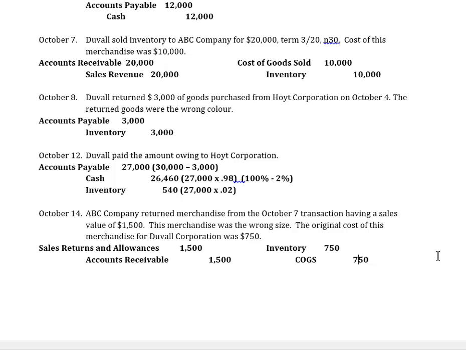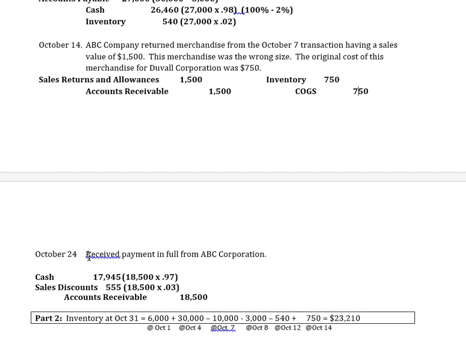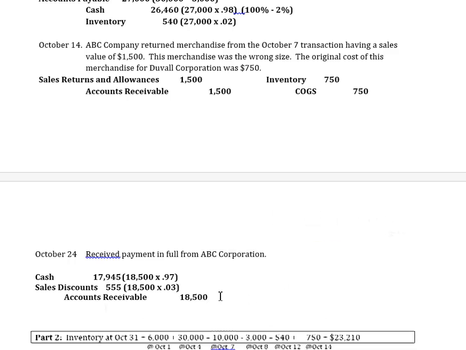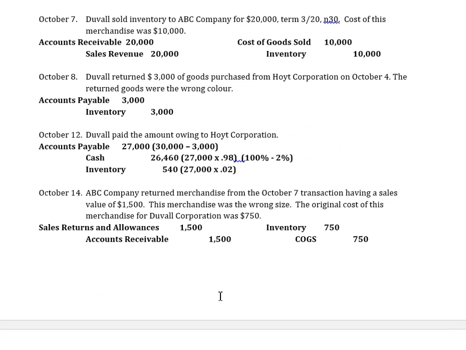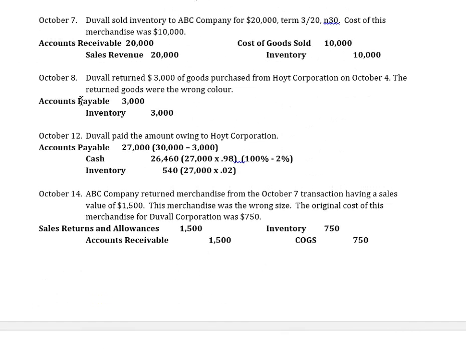So we're going to credit it by $750. Now what happens? On October the 24th, ABC Corporation paid us what they owed us. So how much did they owe us? Well, let's have a look. Don't forget, on October the 7th, we set up our account receivable at $20,000, and we reduced it by $1,500 because ABC Company returned $1,500 of the merchandise they bought from us.